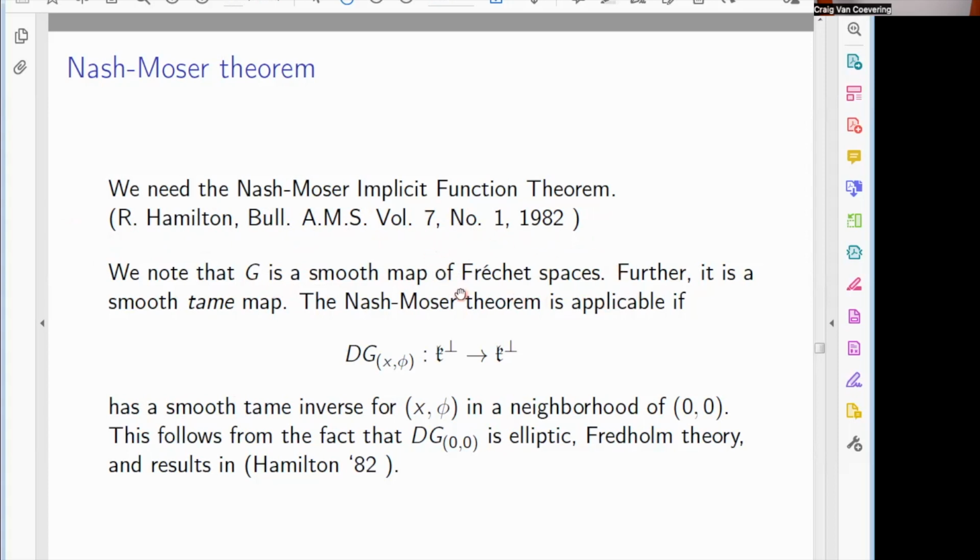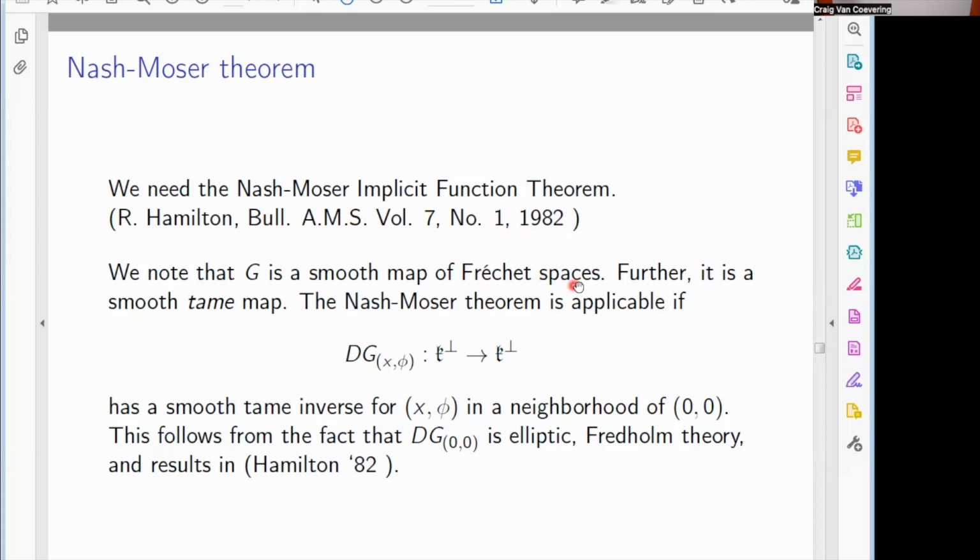So those are Fréchet spaces: complete topological vector spaces given by a countable number of semi-norms. And so the typical ones are smooth sections of vector bundles.